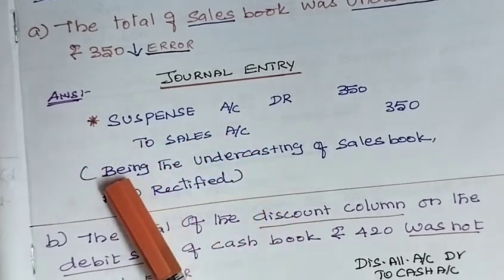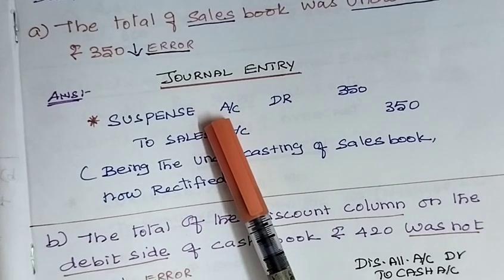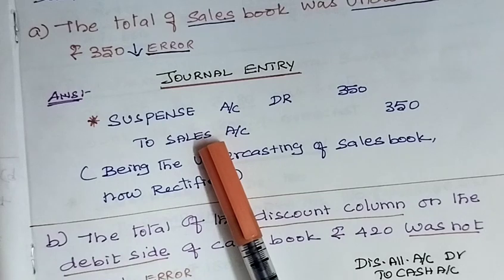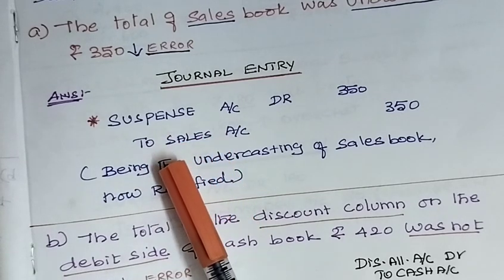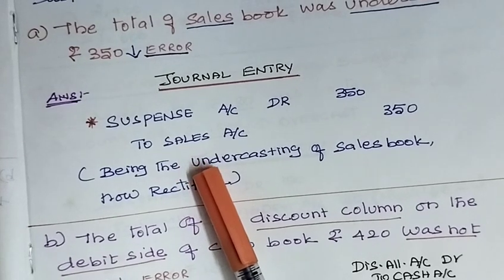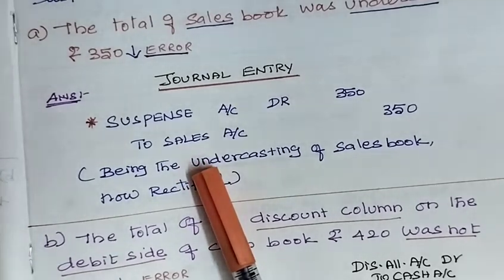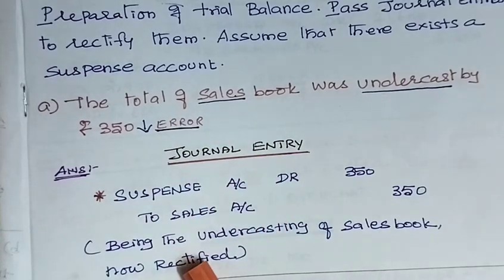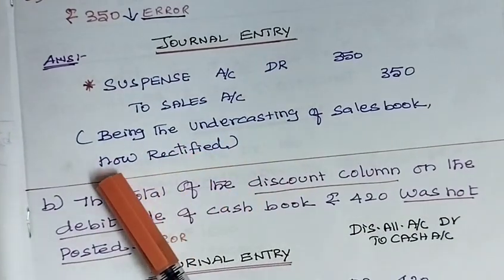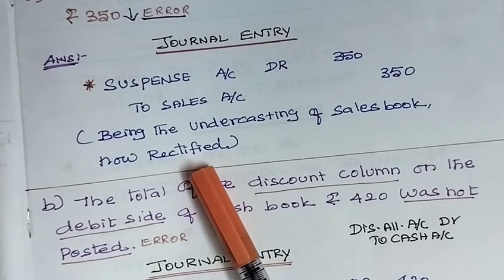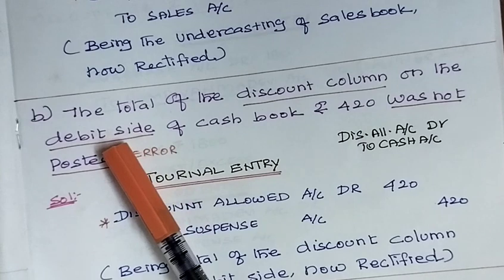This is the narration for the journal entry. You must write the narration for each journal entry, in a short descriptive method. If you don't know how to write the narration, just copy from the transaction, and finally write "now rectified". This is the easy method to write the narration. Okay, let's see the next transaction.